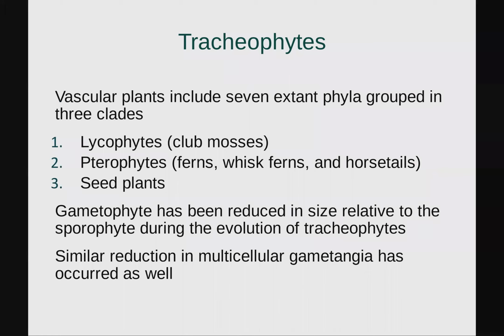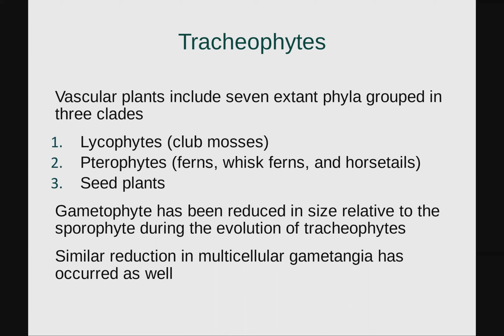But tracheophytes, i.e. vascular plants, have 7 extant phyla that are grouped into 3 larger clades. The first is our lycophytes, which are club mosses, our pterophytes, which include ferns, whisk ferns, and horsetails, and then seed plants, which include our angiosperms and our gymnosperms, being this third one, the seeded plants being the most complex of all of them.